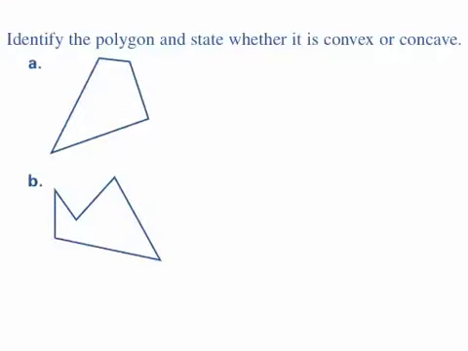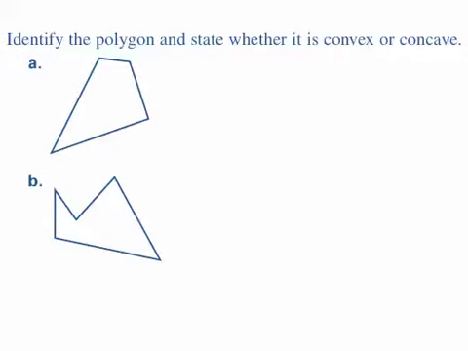So it says identify the polygon and state whether it is convex or concave. We haven't talked about identifying the polygon yet. Identifying the polygon is going to be using those words that you've learned before that classify it as a polygon based on the number of sides.